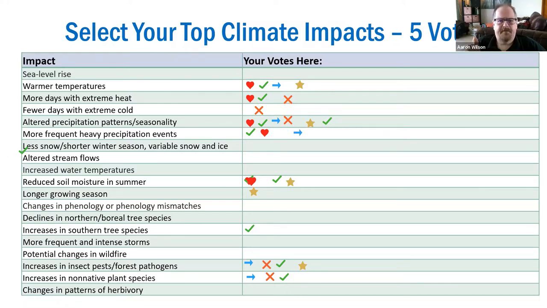Anyone else want to talk about the patterns and the seasonality of precipitation? Another one on here was warmer temperatures, and there were quite a few for that one as well. And also the insects, pests, and forages, and that sort of speaks also to the warmer overall temperatures perhaps as well. So somebody want to talk about maybe one of those two?